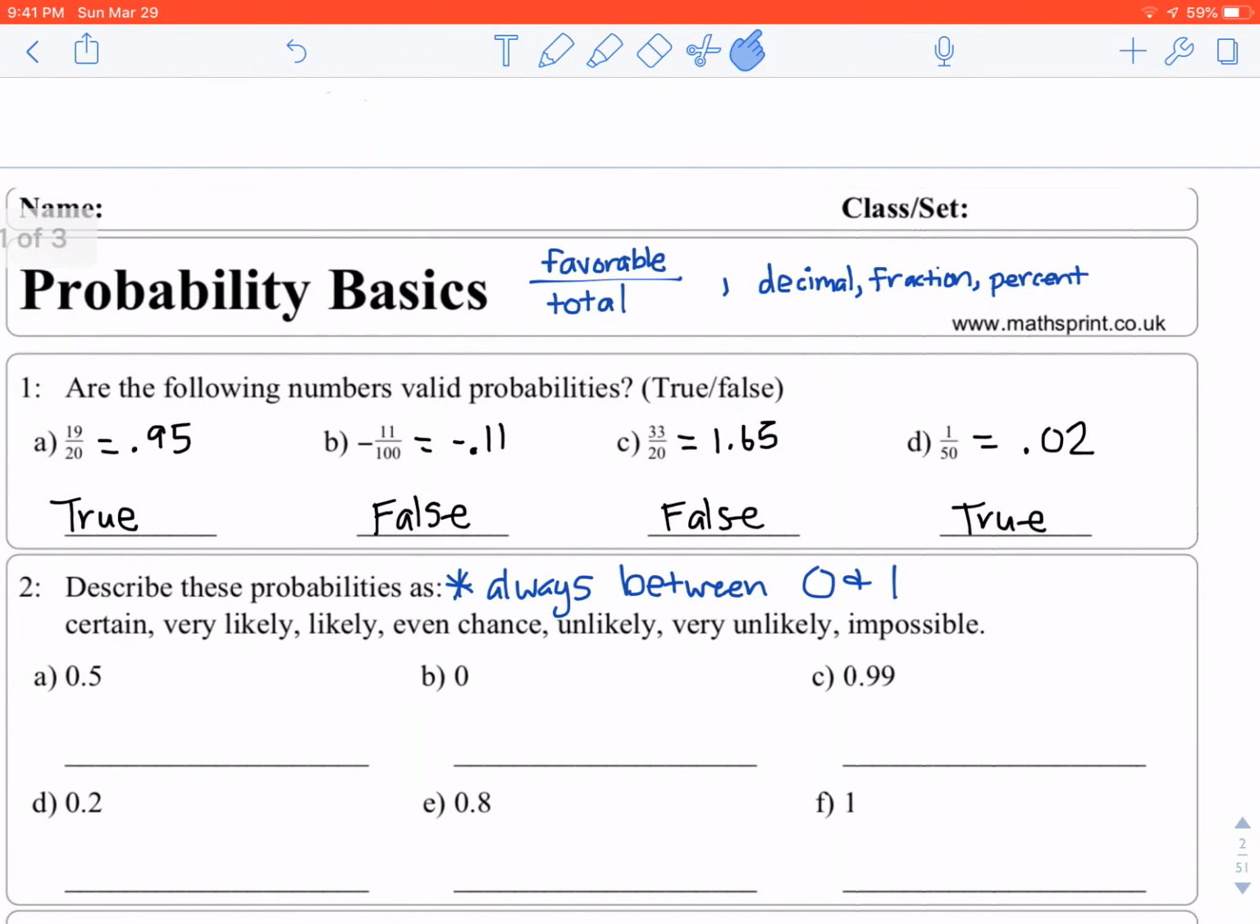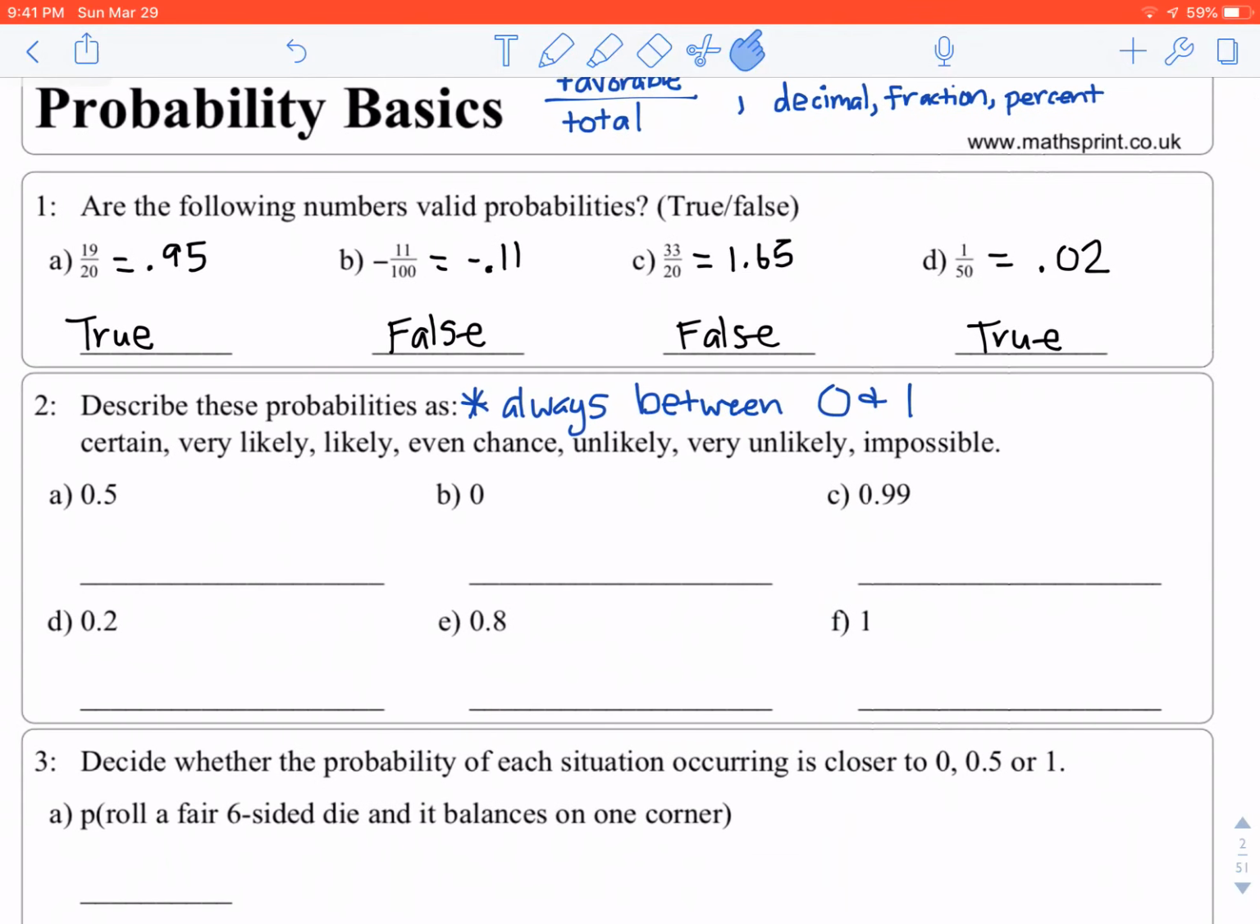All right, number 2, this is something good to discuss before we get into some harder examples. It says, describe these probabilities as certain, very likely, likely, there's an even chance, unlikely, very unlikely, or impossible. So we are just going to determine what the chances are that an event could occur based on the numbers that they're giving us. And we'll just go through the first 3 of these.